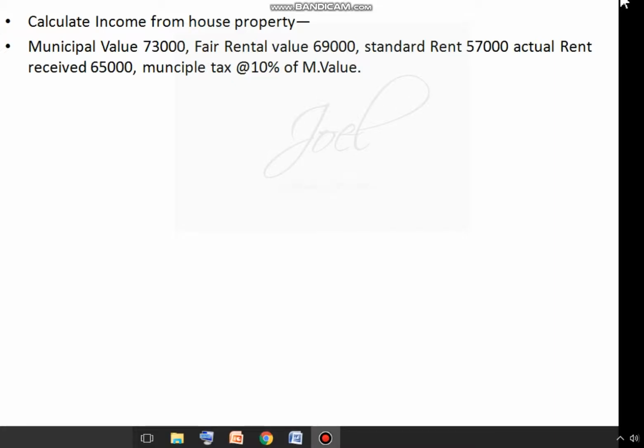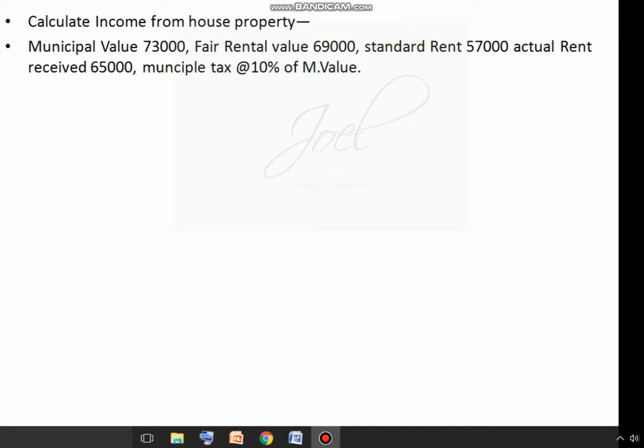In the previous class, we saw some of the two problems which are related to gross annual value. In today's class, we are going to calculate a problem which is related to income from house property. In the previous class, I have shown you the format of calculation of income from house property. Same format we are going to use today, and based on that format, we are going to solve the problem.